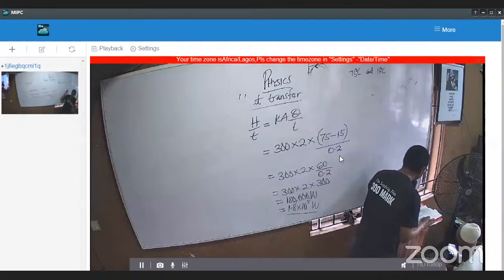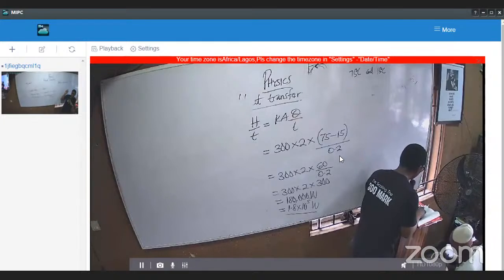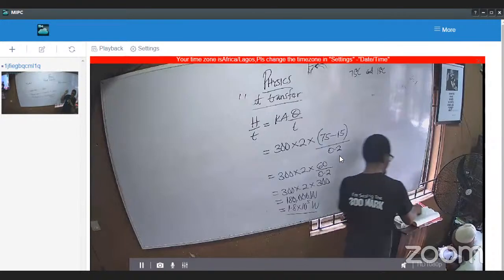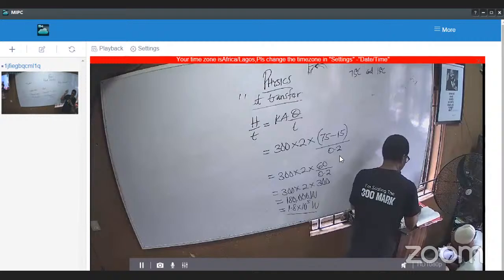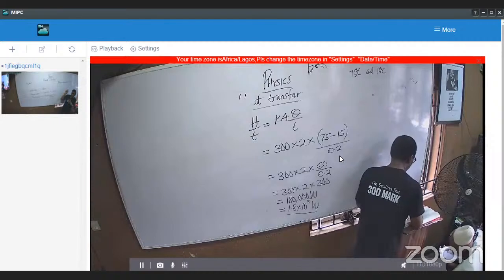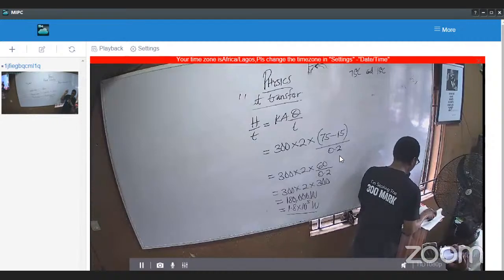Option B, solar energy. Option C, X-rays. Option D, light energy. Class, what's the answer? Infrared. That is the thing that makes a body become hot. When you absorb infrared rays, then the body becomes hot. Next question.